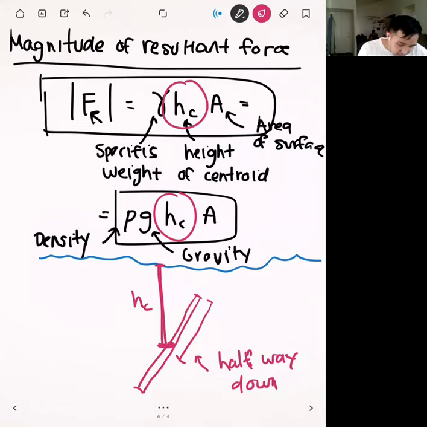The way that you find HC, a lot of times it's either given to you in the problem or it's something that you want to solve for. But if it's not, then you can just look at your surface, see where the centroid is, and find out the depth of that centroid, and that's going to be your HC. Once you have HC and once you compute area, the magnitude is usually pretty straightforward. You just plug those numbers in. Now let's talk about location.